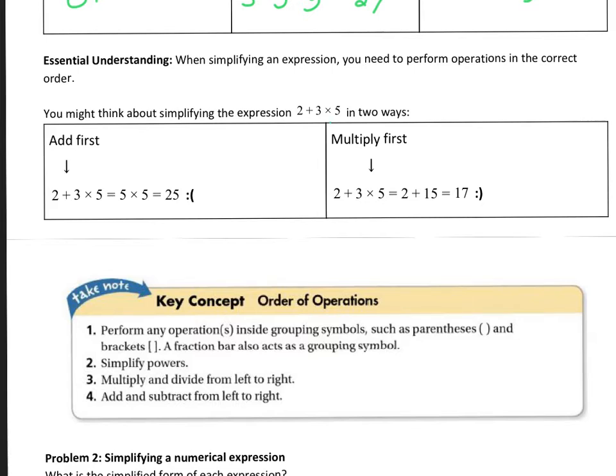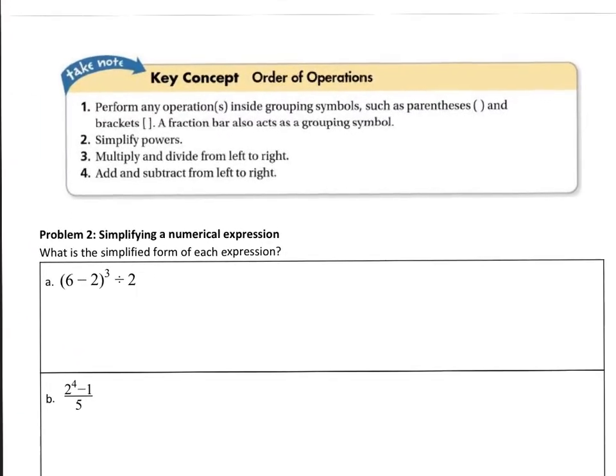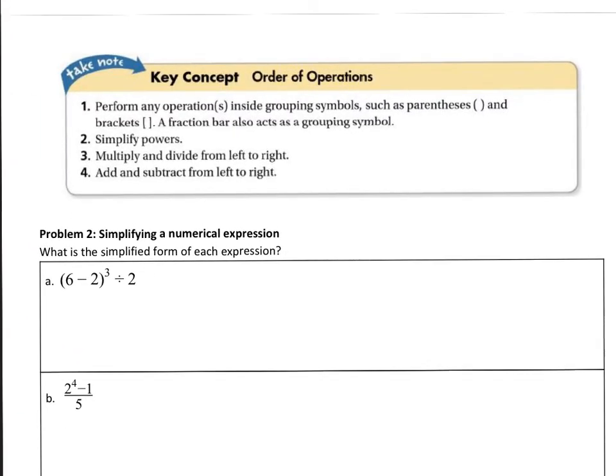Now, if I do the operation of adding first, that's actually incorrect. Our order of operations tells us to do multiplication before addition, even though the multiplication's on the right. So just keep that in mind. And I've got a quick refresher down here of what you do in the order of operations first, okay?